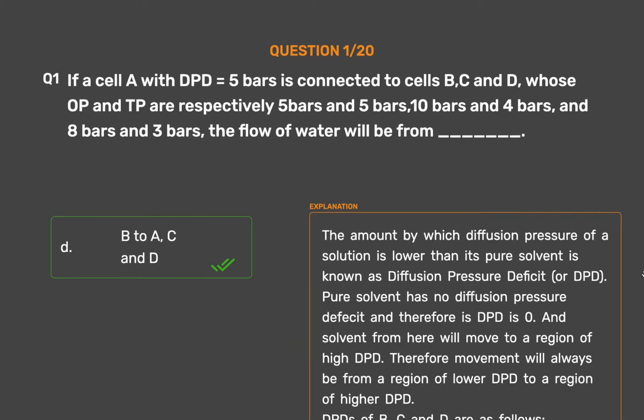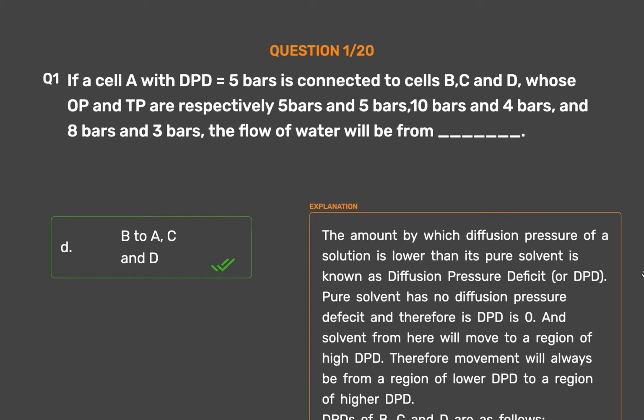The amount by which diffusion pressure of a solution is lower than its pure solvent is known as diffusion pressure deficit, or DPD. Pure solvent has no diffusion pressure deficit and therefore its DPD is 0. And solvent will move to a region of high DPD. Therefore movement will always be from a region of lower DPD to a region of higher DPD.